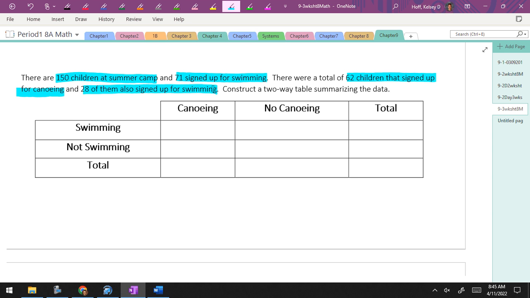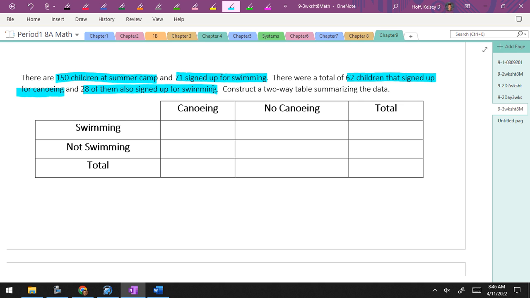There are 150 children at summer camp. Don't shout anything. I'm going to read it out loud. That's why you need to listen. 71 signed up for swimming. 62 children signed up for canoeing. 28 of them also signed up for swimming.